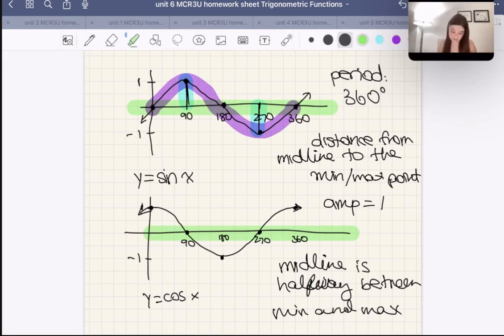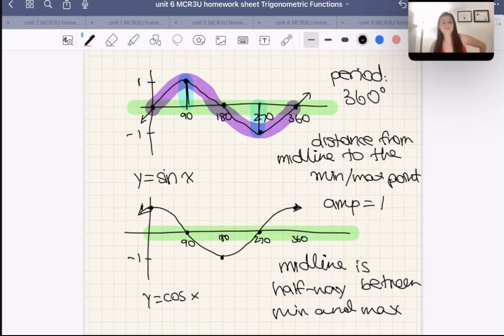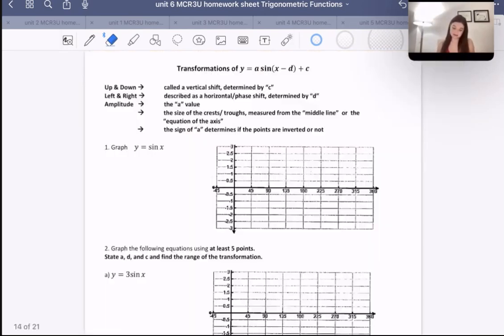Sorry, I'm going to write halfway a little bit neater there. But yeah, it's halfway between those two. Right? So that's what we need to know. We need to find our min point and our max point and take the average and find the midline that way if it's not obvious to us what the midline would be. But yeah, those are the three main components of our graph. Let's get back to the main part here today.